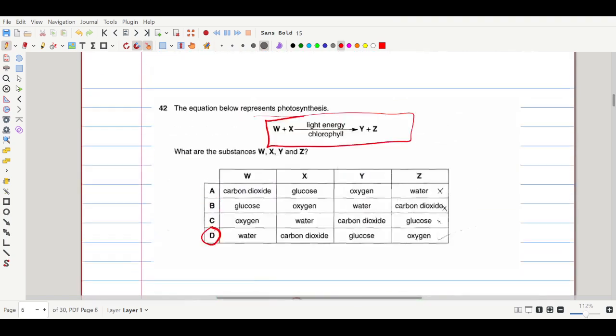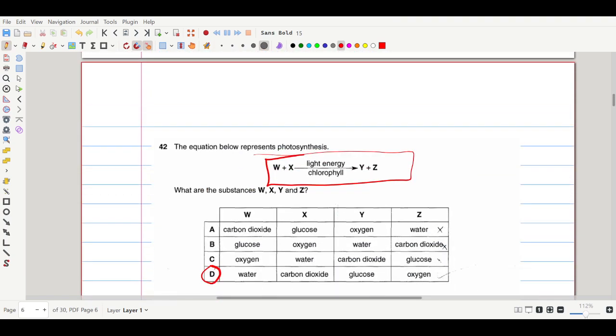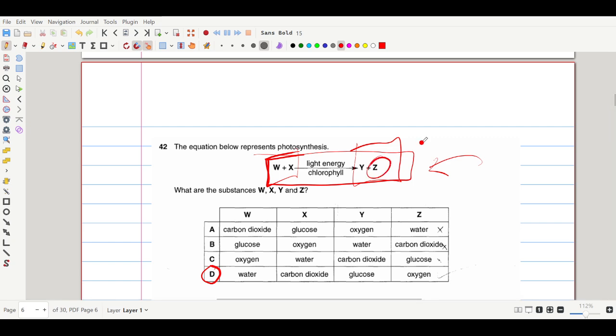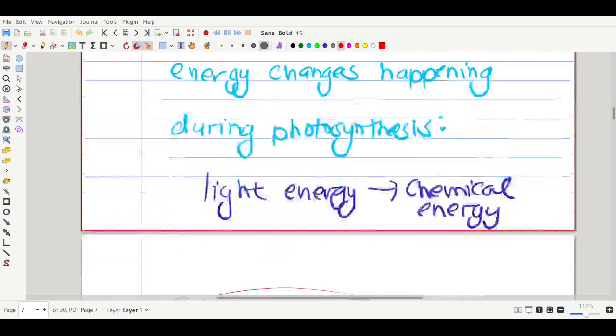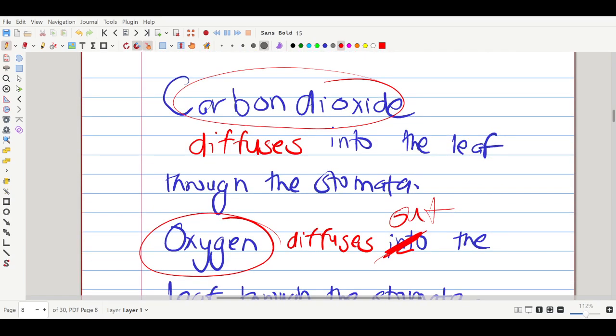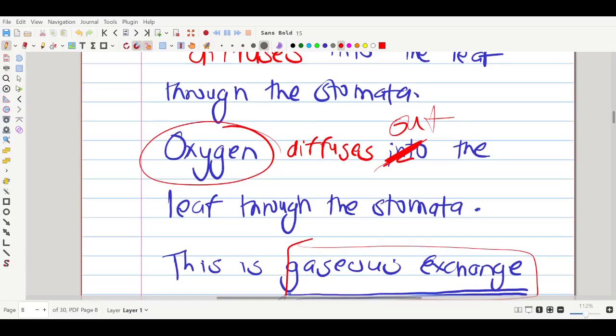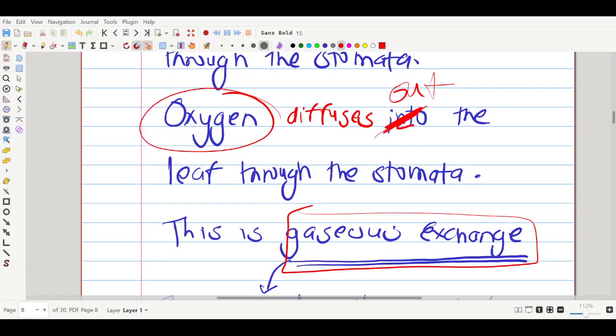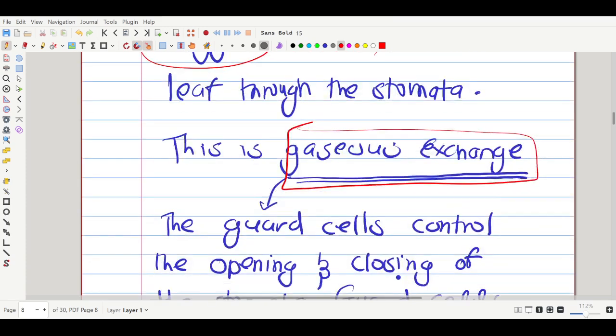Once more, we are talking about photosynthesis. This is its word equation. On the left you have reactants, on the right you have the products. This thing here is a byproduct. This is the main product, glucose here. There are gases involved, namely carbon dioxide and oxygen. I am now saying carbon dioxide diffuses into the leaf through the stomata. Oxygen diffuses out of the leaf after photosynthesis has taken place through the stomata. This whole thing is called gaseous exchange.